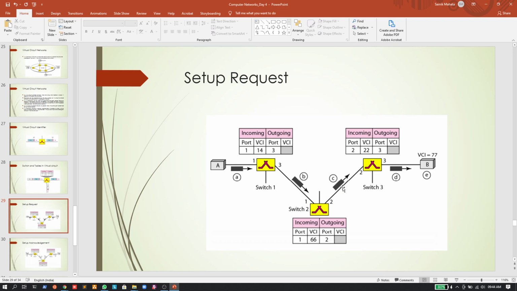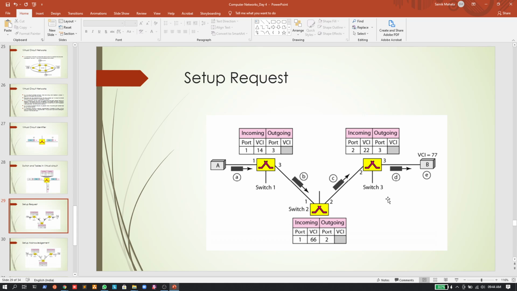Similarly, C will be incoming from port number 2 of switch 3. You can see in the table that the entry is given, and again from switch 3 the packet D will be outgoing. You can see that on port number 3 the packet is outgoing, and the VCI is missing. This D will be given to B, and the VCI number of B is, for example, 77. Now let us see how this setup is actually happening.